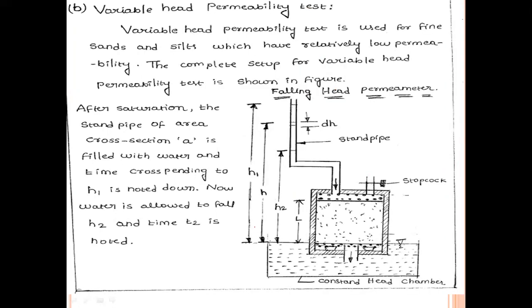Next is the variable head permeability test. The variable head permeability test is used for sands and silts which have relatively low permeability. The complete setup for the variable head permeability test is shown in the figure. After saturation, the standpipe of cross-section area A is filled with water and the time at H1 is noted down. Now water is allowed to fall to H2 and time T2 is noted.